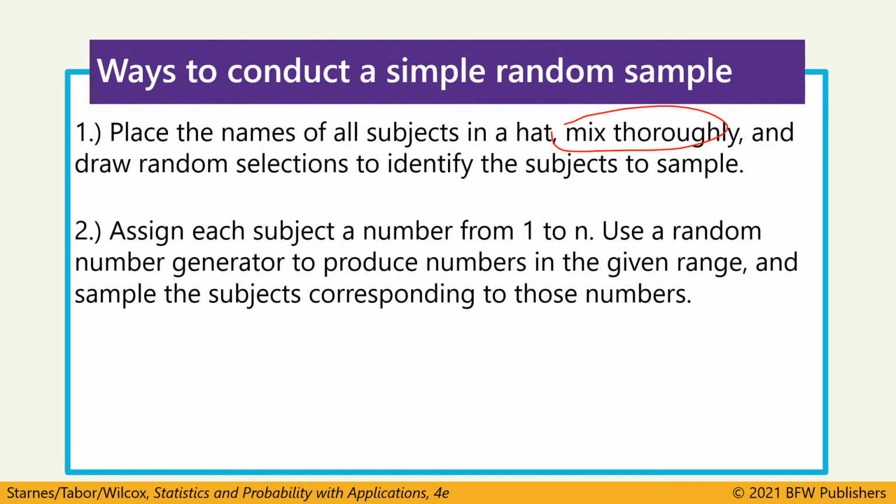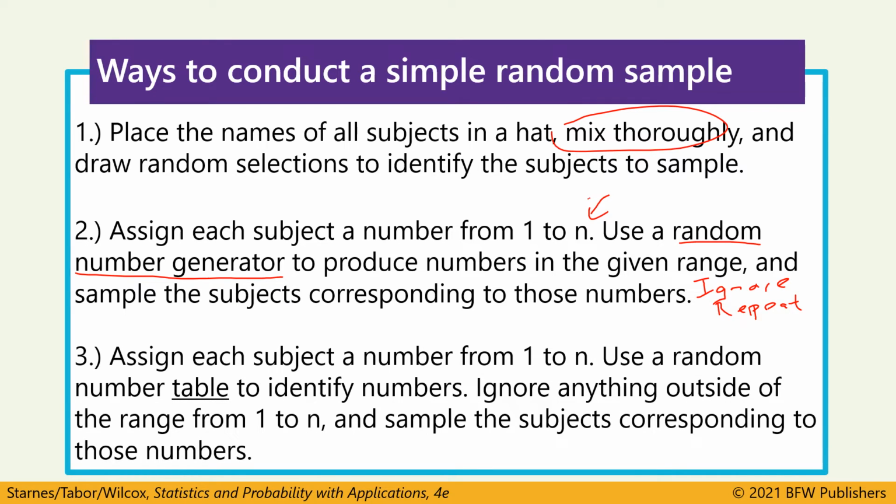The next option is to number them in a list. We're going to number them from 1 to n. N is just however many there are. And then we're going to use a random number generator that's just going to give us random numbers. So if we have 100 subjects, we number them from 1 to 100, and then we ask our random number generator to give us a number from 1 to 100. It picks 73. We survey that person. Okay? When we do this, we want to make sure we ignore any repeat selections, at least in most cases.